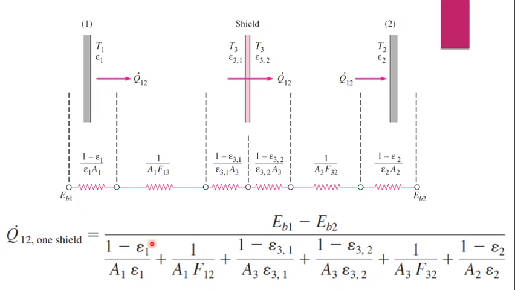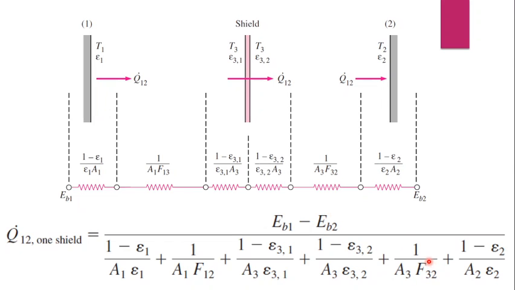So what is the total resistance? What are these resistances? Surface resistance of object 1. This one is the space resistance between 1 and the shield. Surface resistance of the shield toward the left. Surface resistance of the shield toward the right.